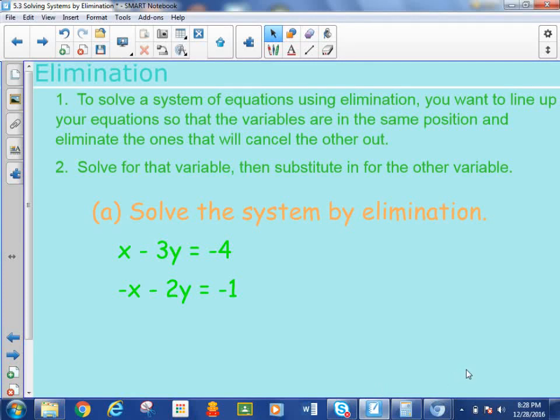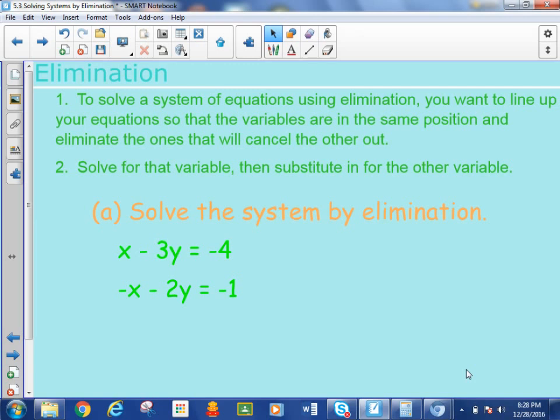Okay, in this part of our lesson, we're going to be learning a new method for solving systems of equations. In this lesson, we'll be working with elimination. So to solve a system of equations by using elimination, you want to line up your equations so that the variables are in the same position and eliminate the ones that will cancel each other out. Then you're going to solve for that variable and substitute in for the other variable.